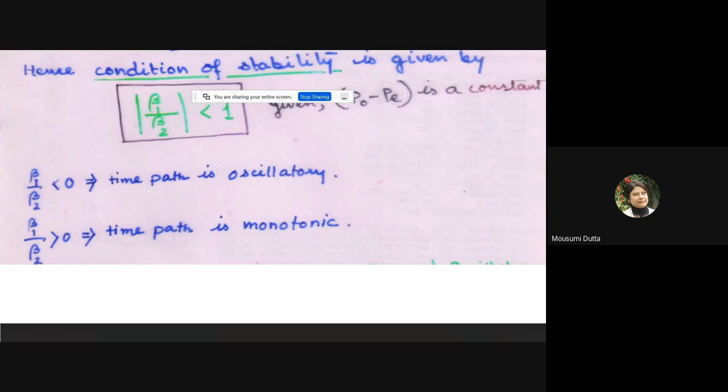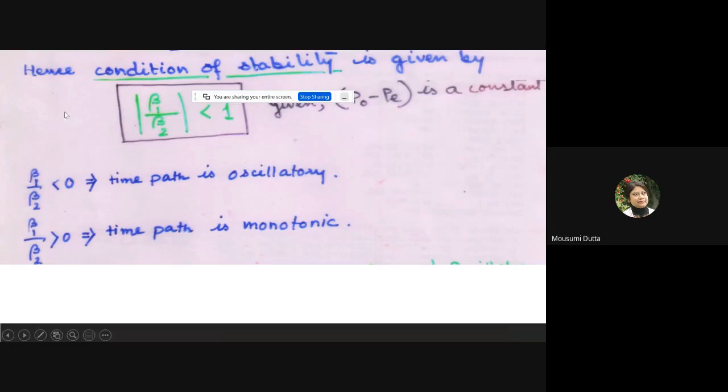Is there any question regarding the oscillatory and monotonic nature of the time path? Is it okay to all of you? Yes, ma'am. Okay, fantastic.